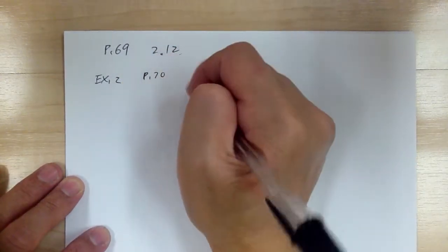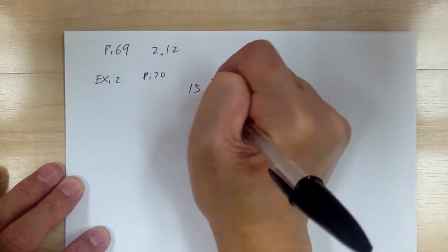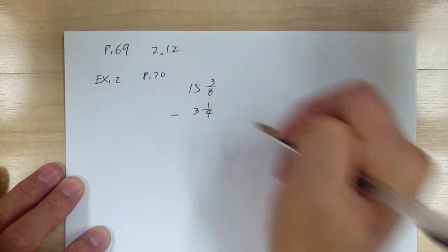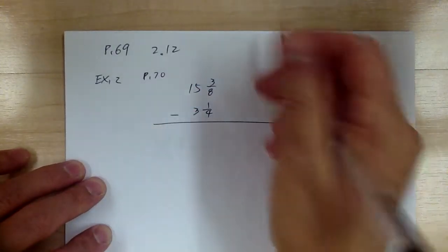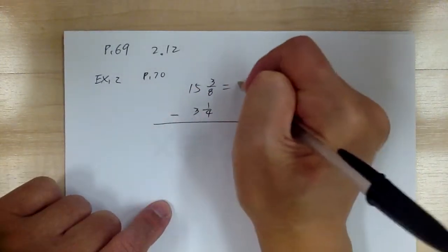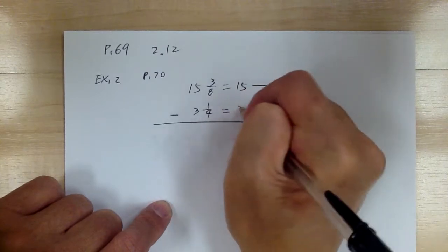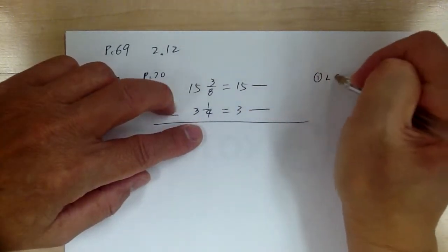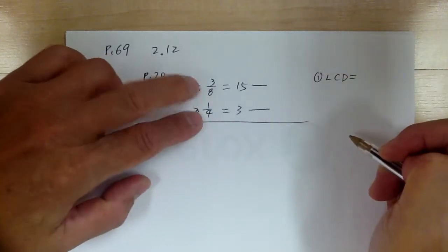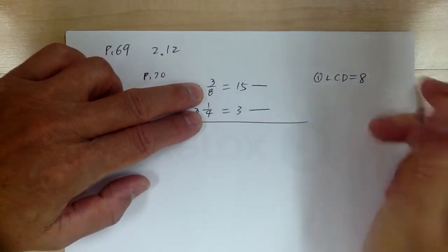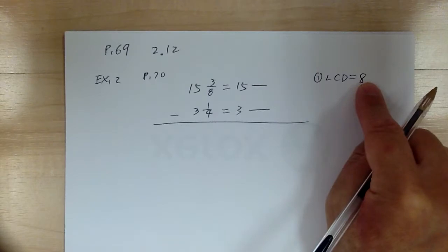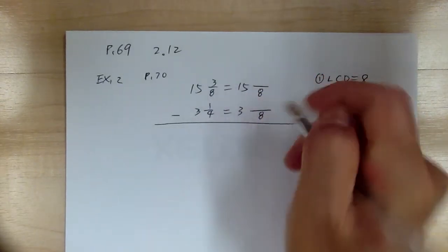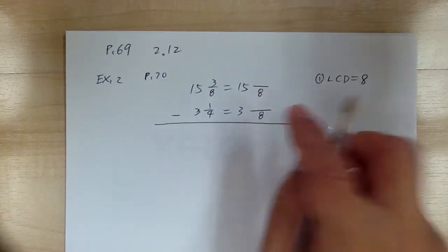You're going to subtract, so you've got 15 and 3/8, and you're going to minus 3 and 1/4. Again, first you need to convert into a common denominator. Step 1, get your LCD. Now this one is very obvious. You've got 4 and 8, so LCD is equal to 8. Step 2, get the LCD into the denominator.